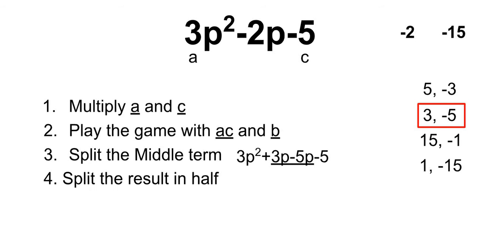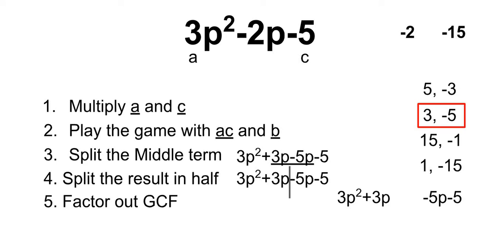Now our fourth step is that we need to split this quadrinomial in half. So we're going to take 3p squared plus 3p and put it on one side. And we're going to take negative 5p minus 5 and put it on the other side. So it would look like this.